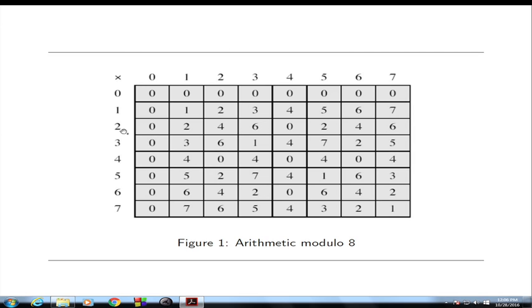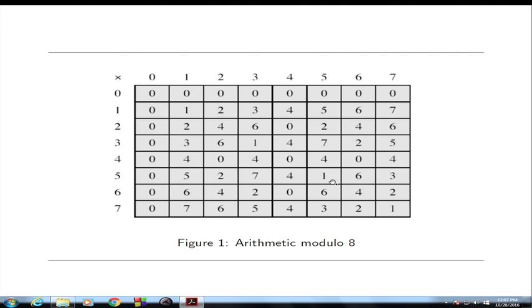But if we take 2 as A, does 2 have an inverse or not? To have an inverse, there should exist a B here such that 2 into B gives us 1, but no 1 exists. So, 2 has no inverse under mod 8. But if you consider 3, then we see here is a 1. So, that means 3 has the inverse, which is also 3. So, 3 has the inverse under mod 8, and 4 has no inverse under mod 8.